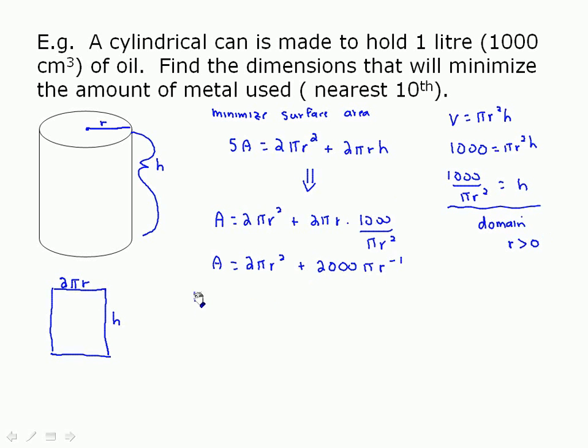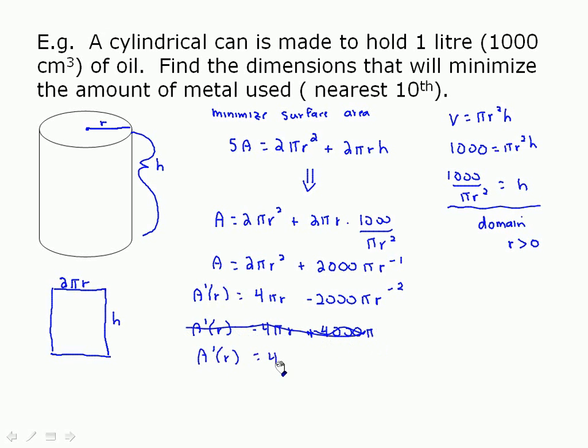So when we differentiate, A prime at r is going to be 4 pi r minus 2000 pi r to the negative 2. In a more convenient form, that would be 4 pi r plus 4000 pi. Oops, what am I doing here? I don't want to take the second derivative. Excuse me, getting a little ahead of myself here. A prime at r: 4 pi r minus 2000 pi over r squared.